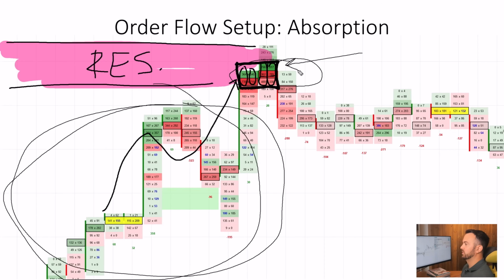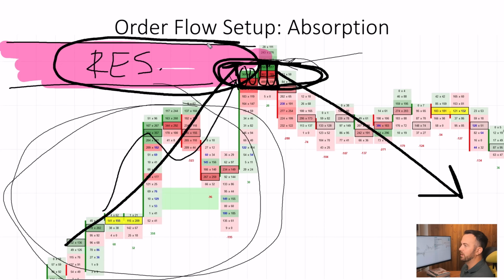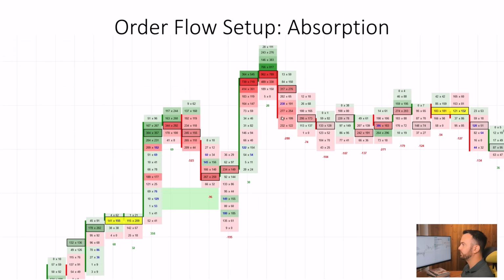And that's the absorption. In this case, buyers are pushing the price up, but sellers start to sell in here. They're absorbing the buying pressure, and that's why the price goes downwards. Again, important thing, this needs to happen around a resistance zone. Otherwise, it wouldn't really give us that strong confirmation. It wouldn't mean that much.